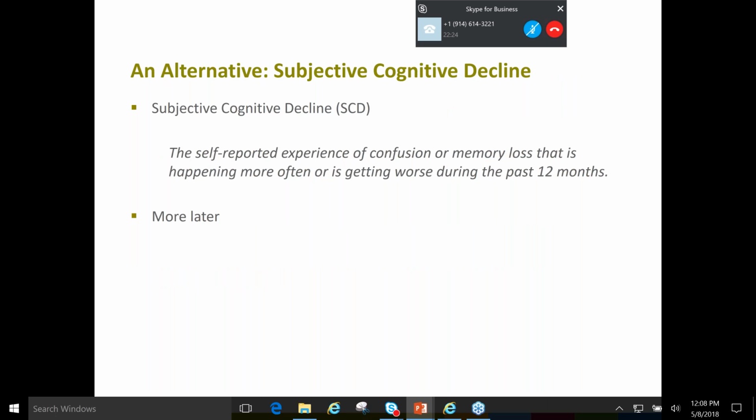So an alternative that we use is what we call subjective cognitive decline, or SCD. Subjective cognitive decline is the self-reported experience of confusion or memory loss that's happening more often or is getting worse during the past 12 months. And I'll be talking about that more later. Next slide.